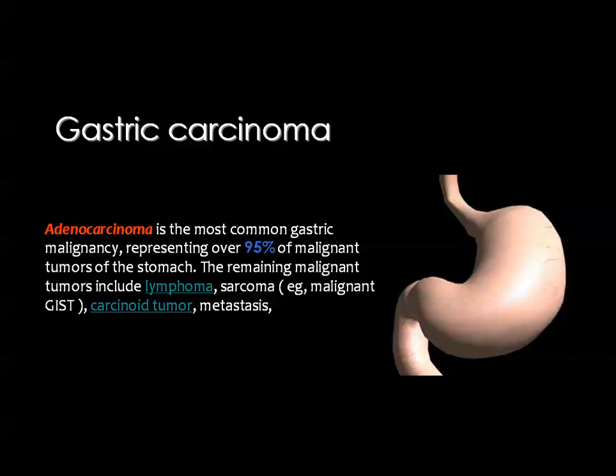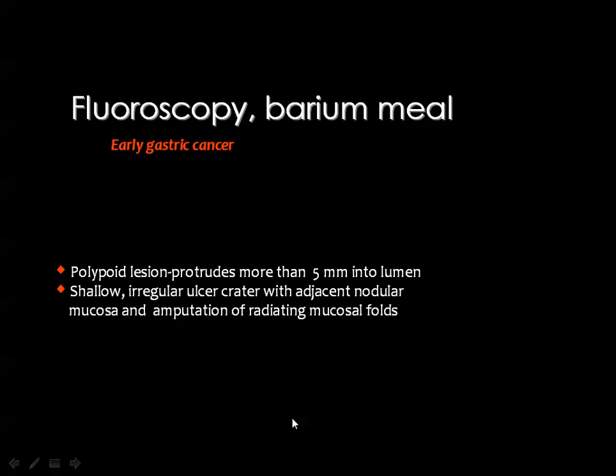Adenocarcinoma is the most common type of gastric cancer, representing about 95% of malignancies of the stomach. Other malignant types include lymphoma, sarcoma, and carcinoid tumor, in addition to gastric metastasis.